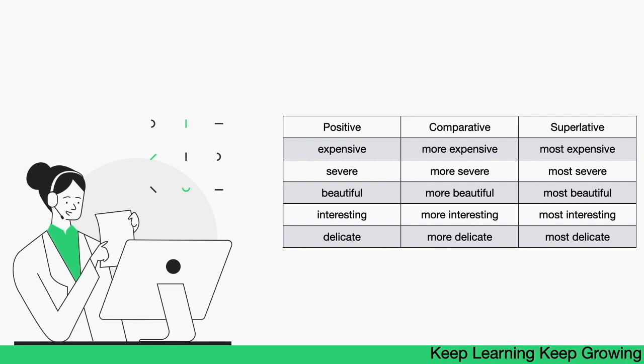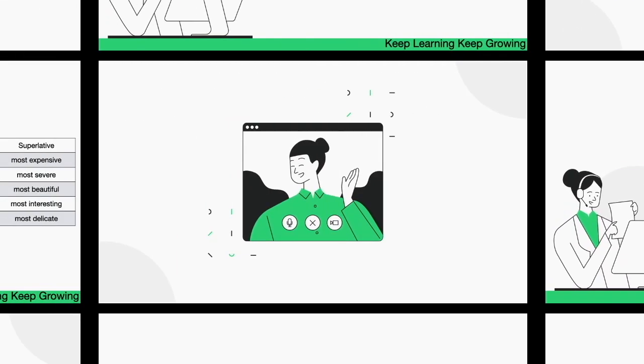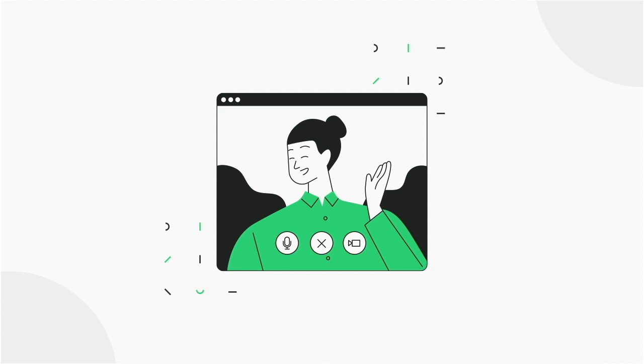Beautiful, more beautiful, most beautiful. Interesting, more interesting, most interesting. Delicate, more delicate, and the most delicate. Now at the end I'm giving you more examples, like first one, her ring is prettier than mine.